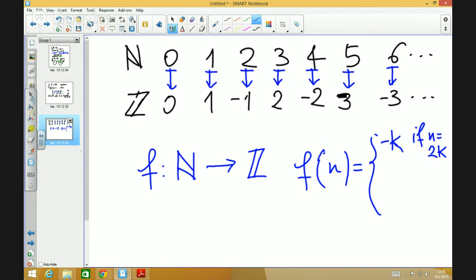And what about the odd numbers? Let's look. 1 is equal to 2 times 0 plus 1. It goes to 1. Okay, plus 1. 3 is equal to 2 times 1 plus 1. It goes to 2. Okay, plus 1. And so on. And you can check that this works for all of them.